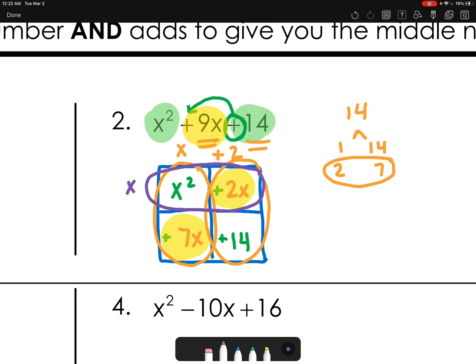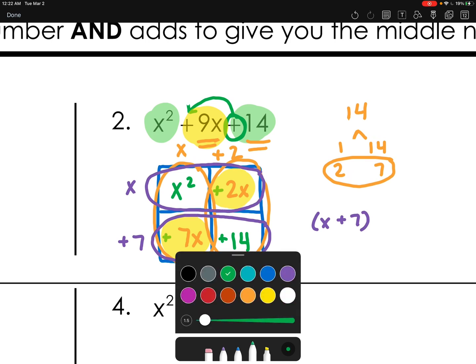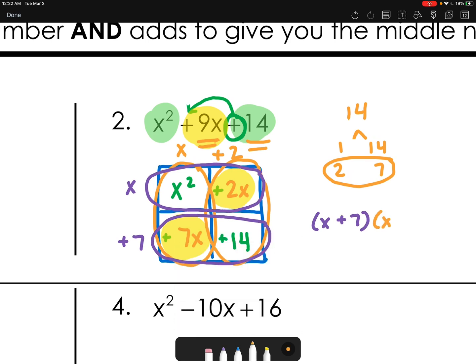X squared and 2x have an x in common. 7x and 14 have a 7 in common. So think about it, guys. When we would do the area model, we would multiply the edges to get each square. And so you can check your work by working backwards. Okay? And so then you can see that your two sets of parentheses here are x plus 7 and x plus 2.